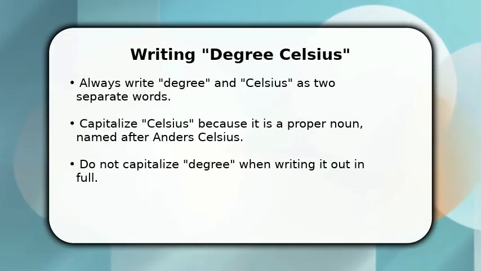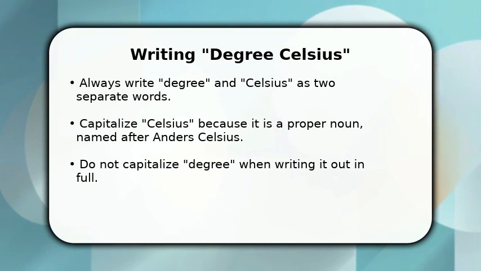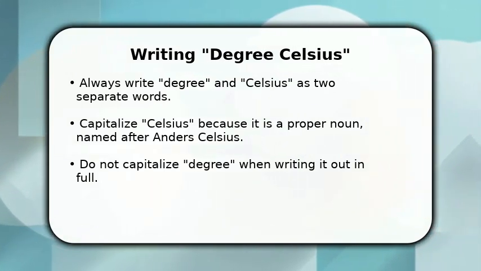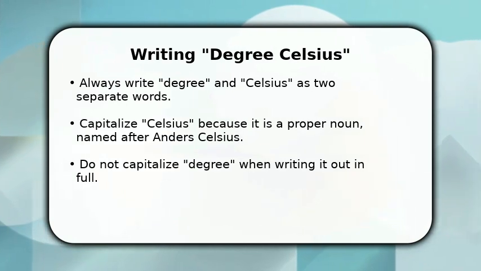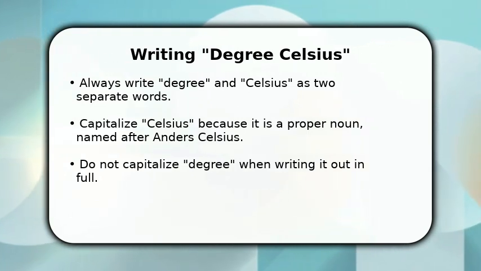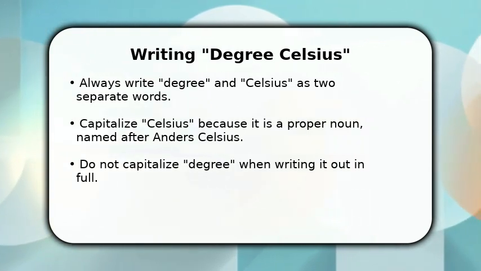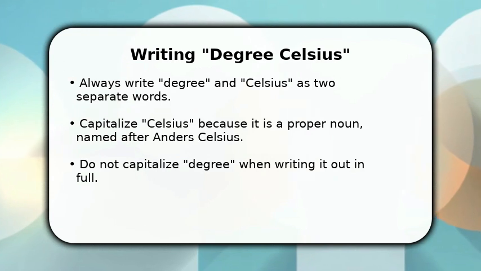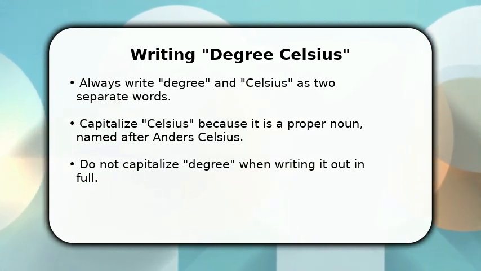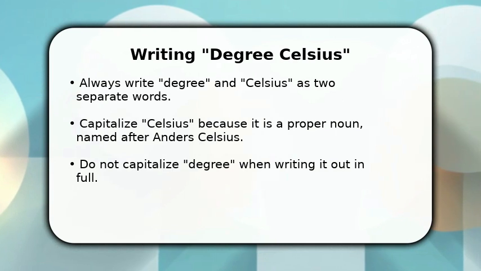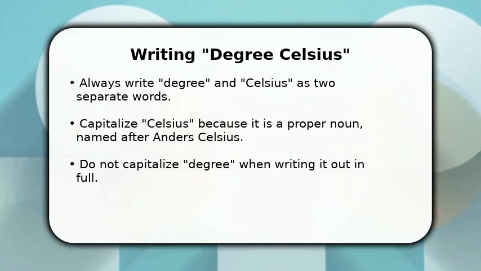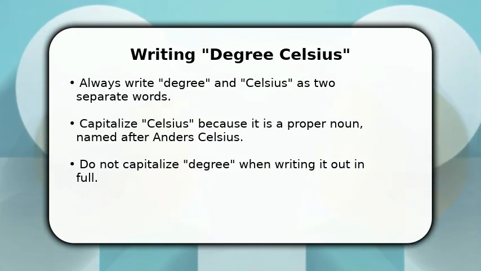In this video, I will explain how to write degrees Celsius in Word. To correctly write this temperature unit, always spell out degree and Celsius as two distinct words. Remember to capitalize Celsius because it honors Anders Celsius, the Swedish astronomer who developed the temperature scale. However, degree remains lowercase. For example, you would write 20 degrees Celsius for a comfortable room temperature. This simple rule ensures clarity and proper grammatical usage in all your writing.